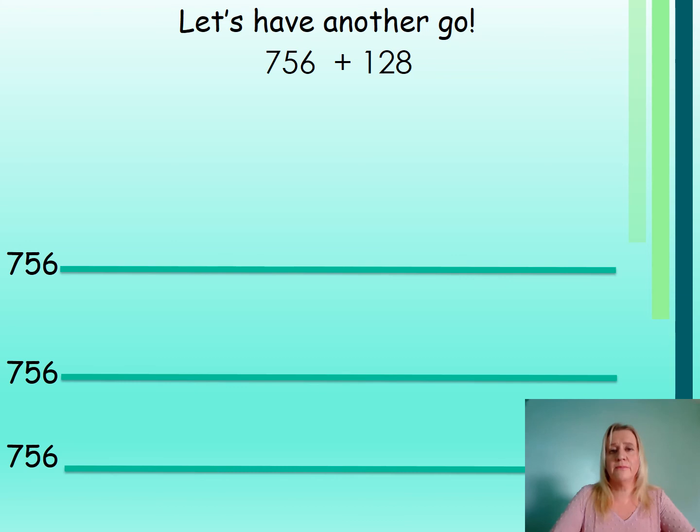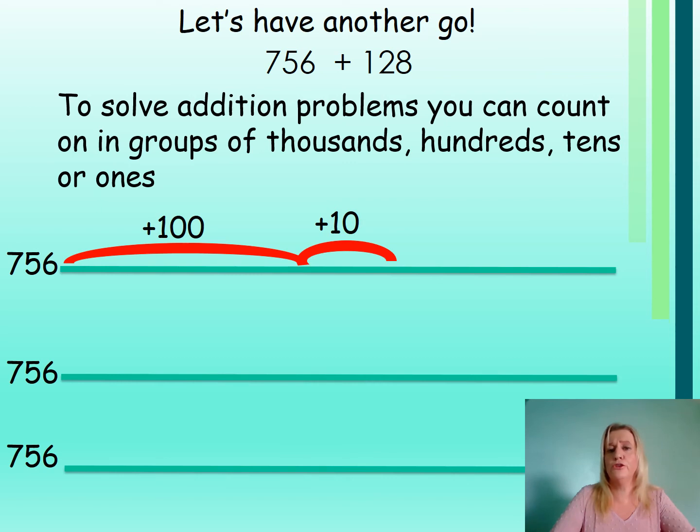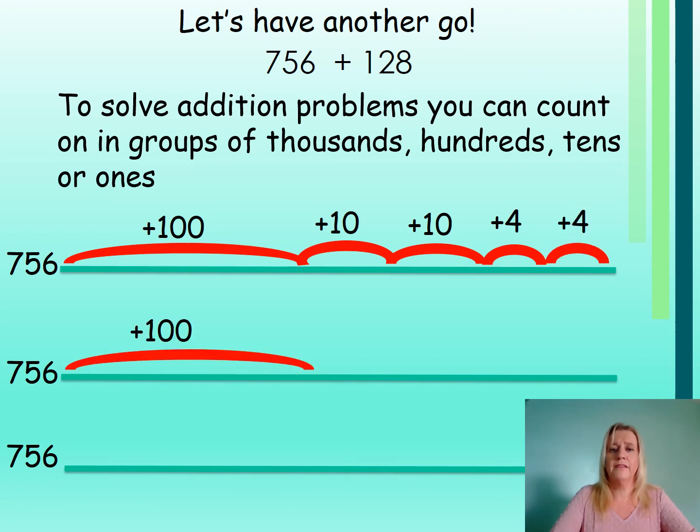This sum is 756, add on 128. 756 add on 100 is 856. I've still got 28 to add on. I could do 2 sets of 10, a set of 4 and another set of 4. That would get me to the answer of 884.